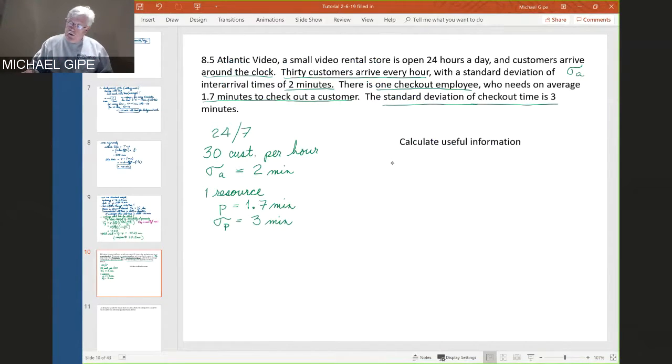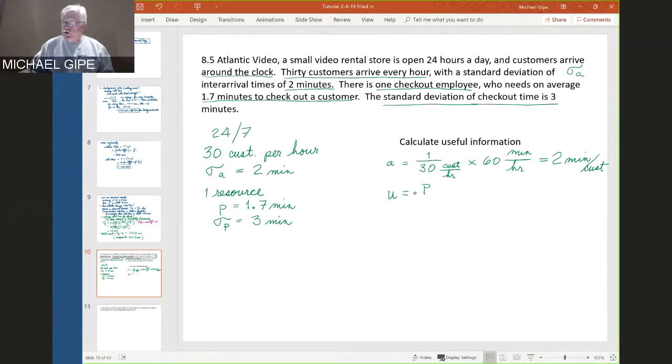So what's the inter-arrival time in minutes? We have an arrival rate of 30 customers per hour. We'll take 1 over that to find the hours per customer, but we have to convert by multiplying that by 60 minutes in an hour. And that comes out to 2 minutes per customer. That's the inter-arrival time.